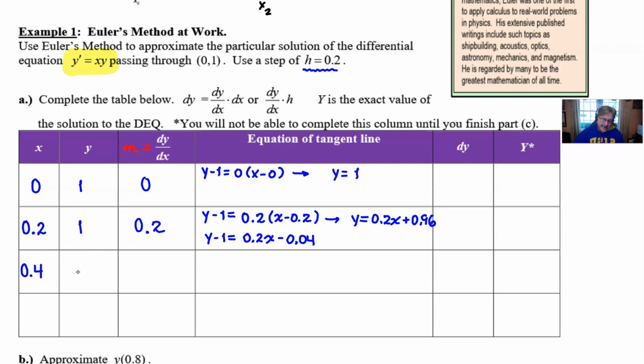We can see that because if you plug your 0.4 in for this x, 0.2 times 0.4, that would give us 0.08, right? And if you add 0.08 to 0.96, that result is 0.176. Hopefully you guys see that okay.